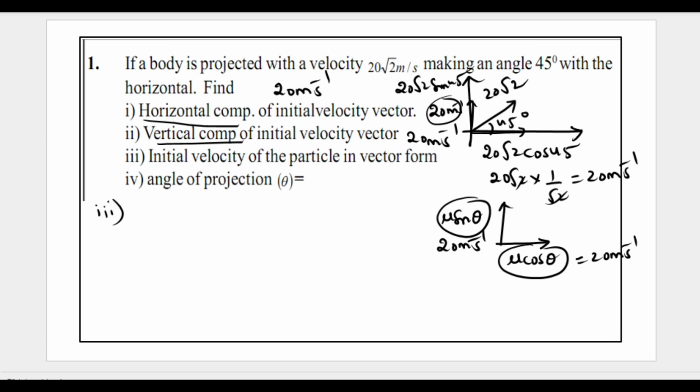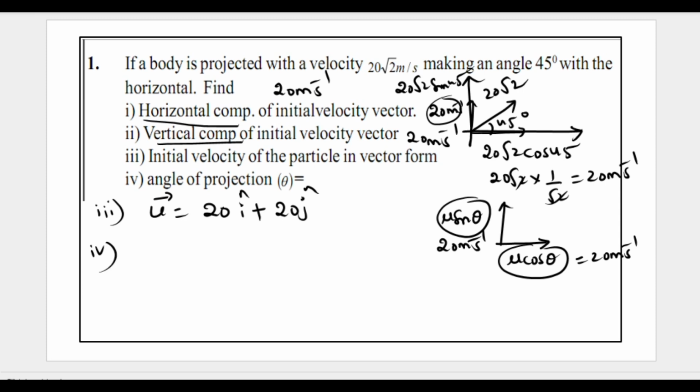Then option 3. Option 3 is the initial velocity of the particle in vector form, that is u. We can write here 20, it is along the positive x-axis, that means 20 i cap, plus 20, it is along the positive y-axis, so we write it as 20 j cap.